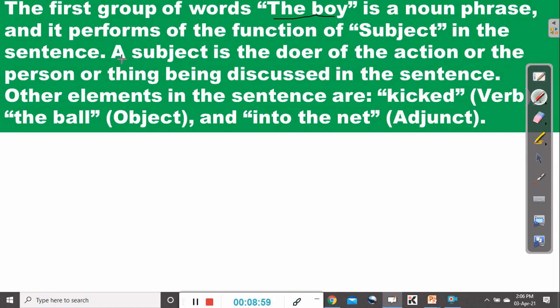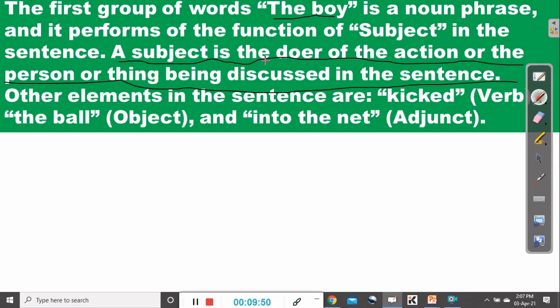What is a subject? A subject is the doer of the action or the person being talked about or being discussed in the sentence. The subject is the person or thing we are talking about. And in some cases, the subject is performing the action reported by the verb in the sentence. For example, in the boy kicked the ball into the net, the verb kicked reports an action, and this action is performed by the boy. The boy is the noun phrase performing the function of the subject, the doer of the action.